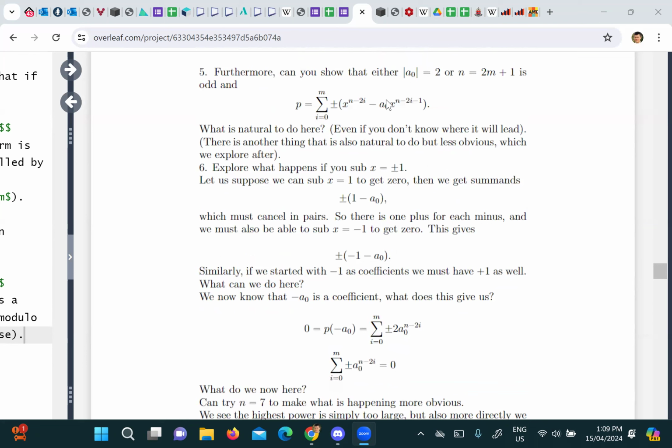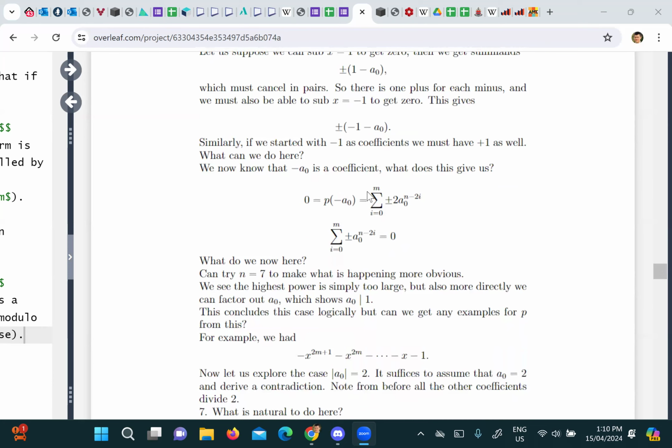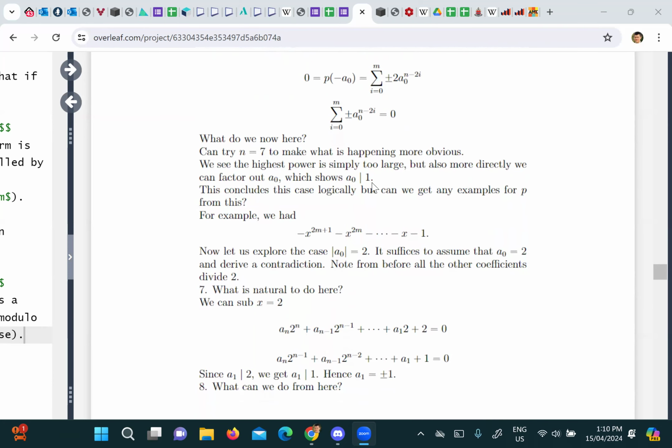Because I'm getting plus or minus a naught, you need pluses and minuses to cancel each other out, so you'll get plus and minus a naughts. And so obviously you want to conclude that it can't be 2. So it's basically pretty easy to do.